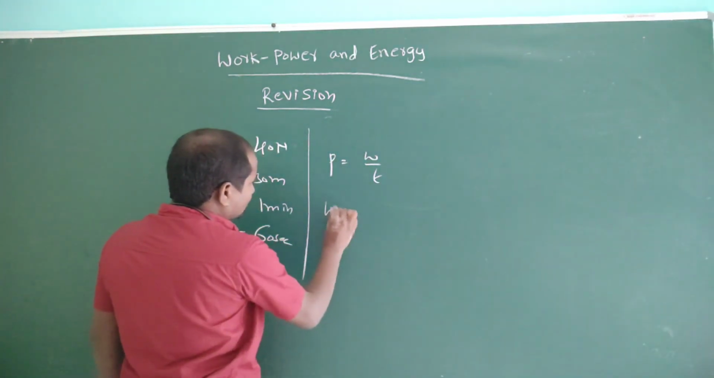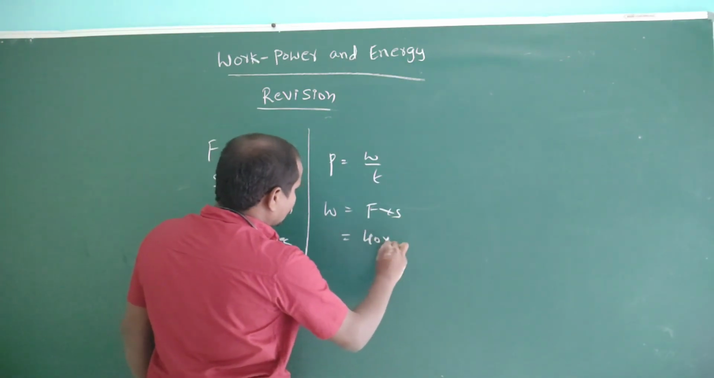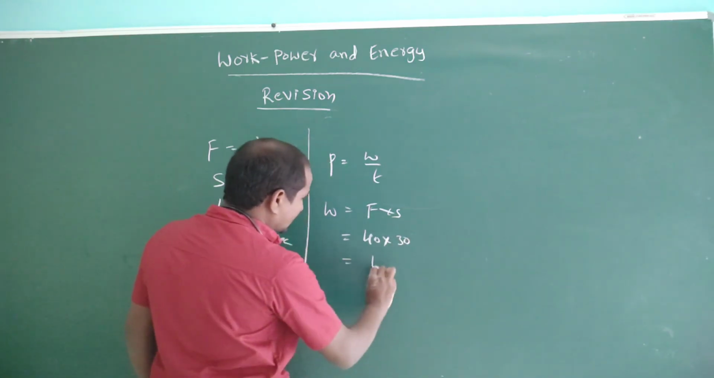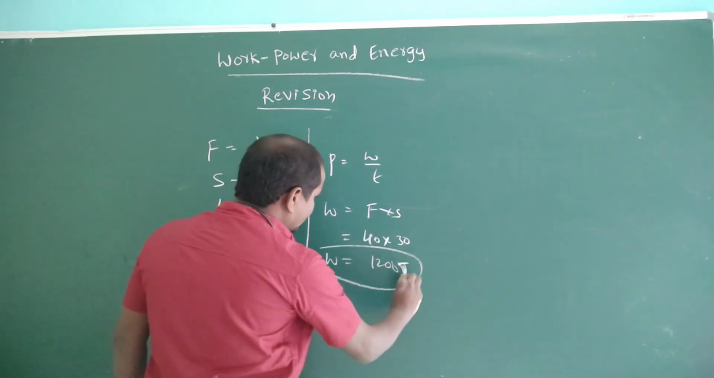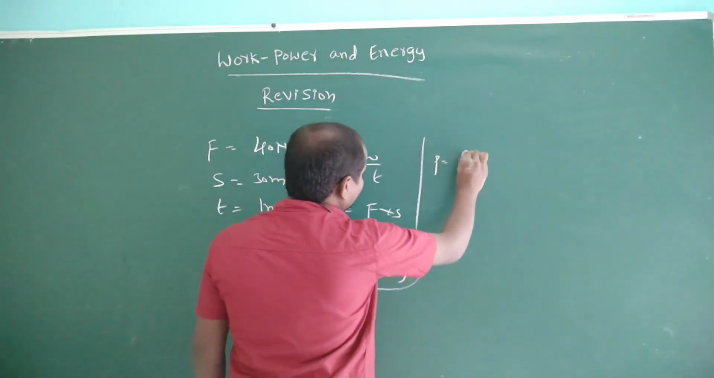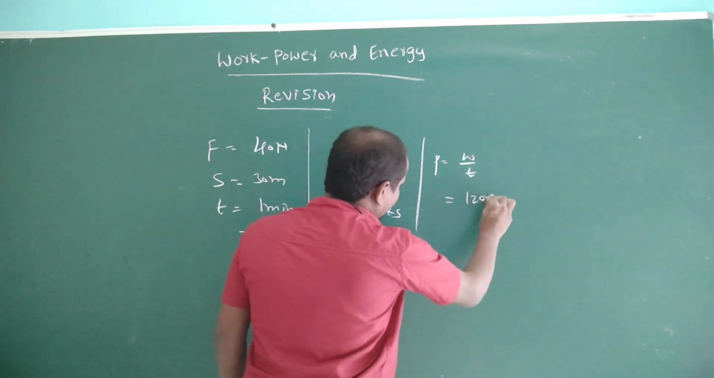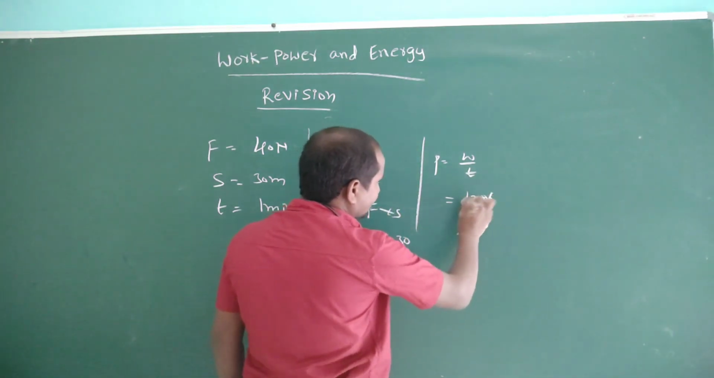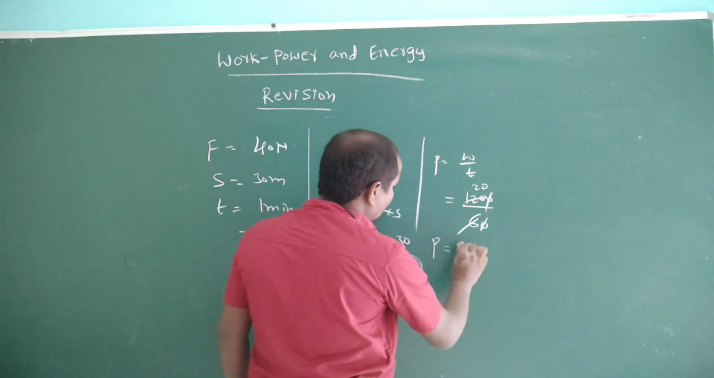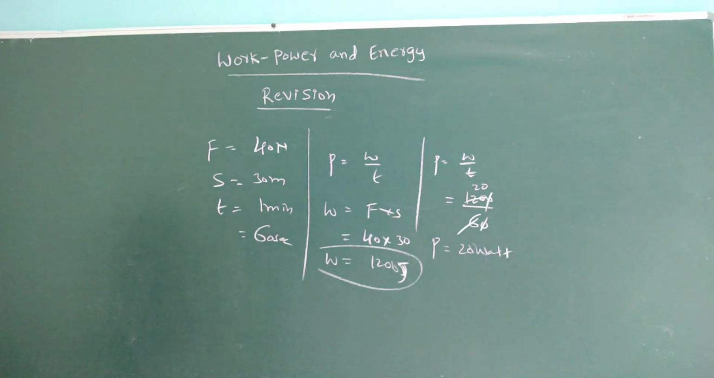Then power is equal to work done by time. Work done is equal to F into S. Force is 40 and S is 30, that is 1200 joules. Now power is equal to work done by time, which is 1200 by 60. The zeros cancel, 6 ones are 6, 6 twos are 12, so 20. So P is equal to 20 watts. It is the example for power.